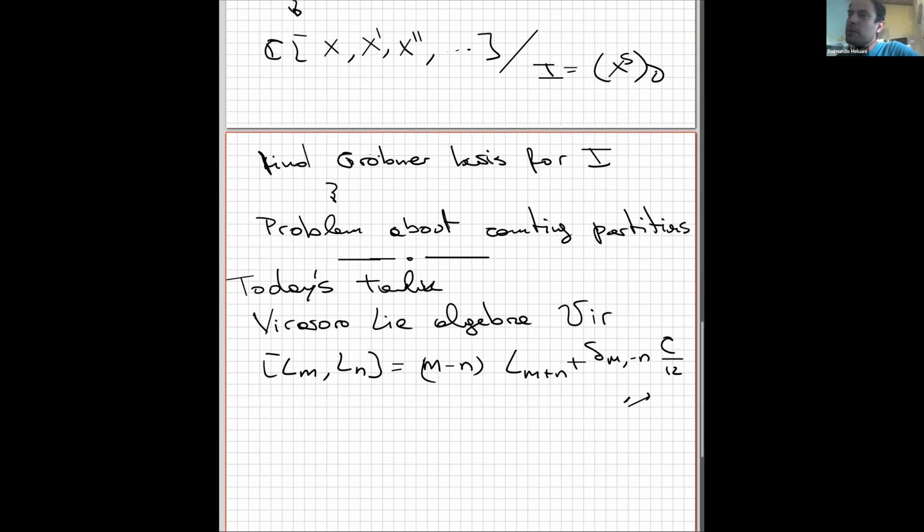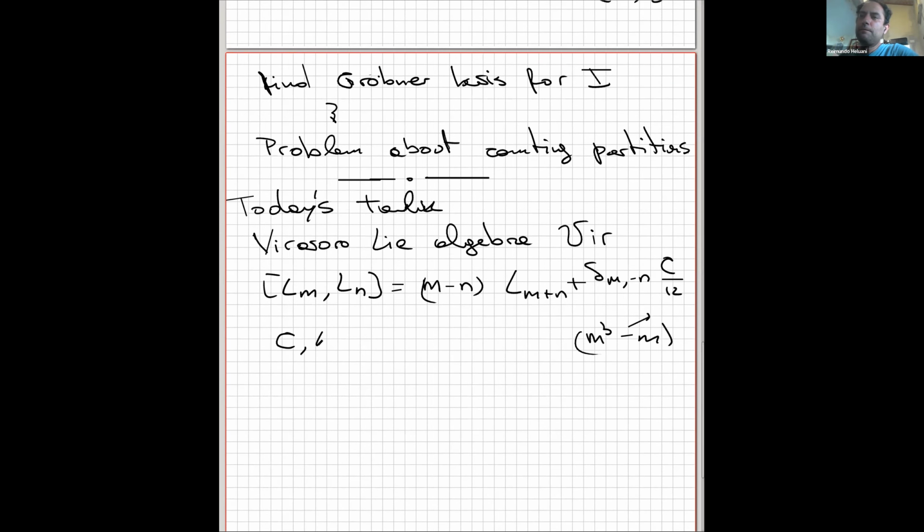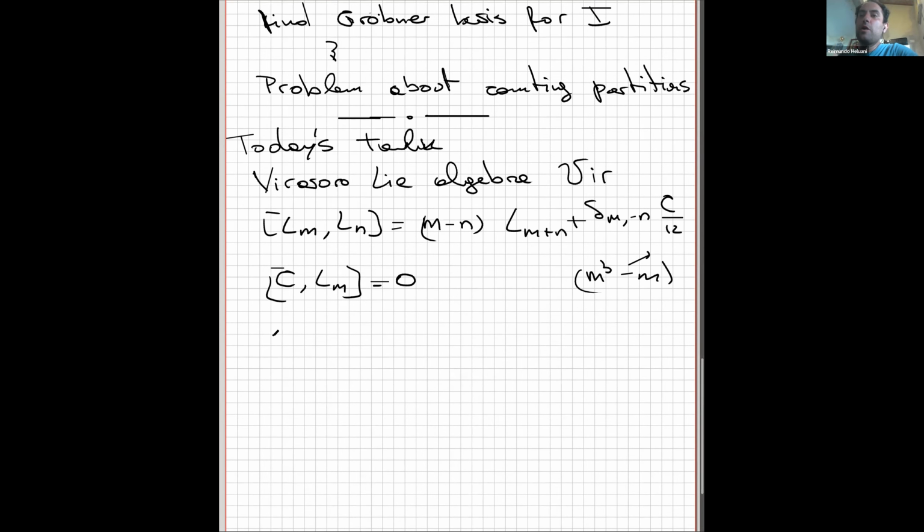And then here you need to multiply by m cubed minus m. And C is central. And I'm going to define this. Just pick a complex number C in the complex plane and define this guy.